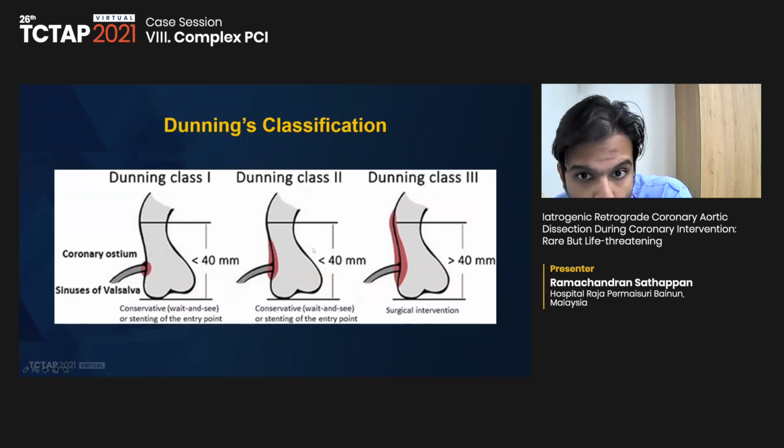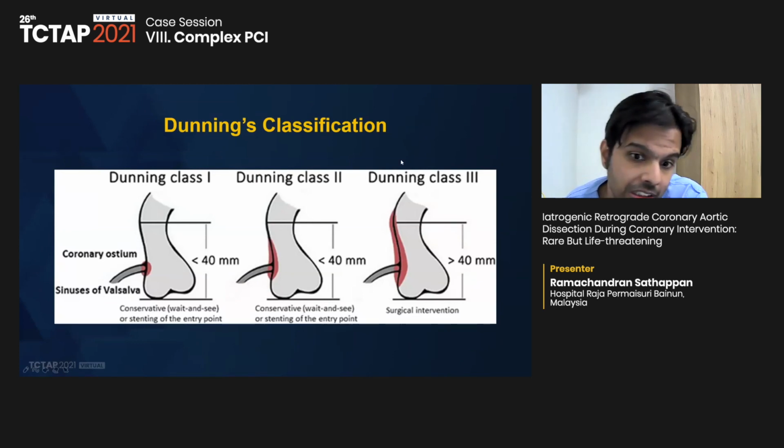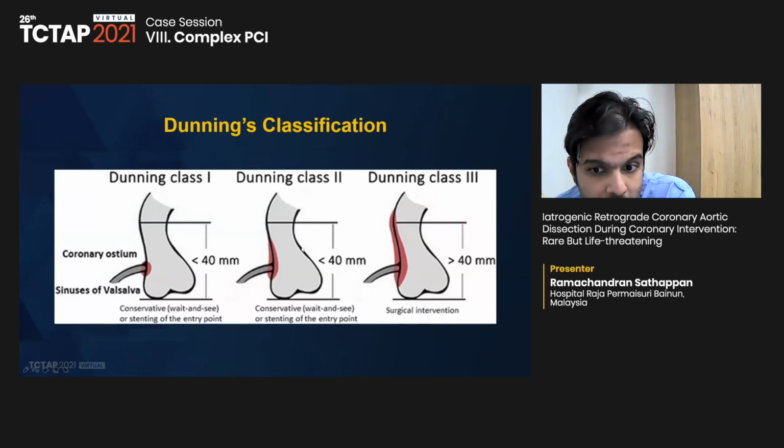So at this point, the patient within minutes started having chest pain. There was hemodynamic compromise needing inotropic support. And our nearest cardiothoracic surgeon was 3 hours away. I mean, my hospital does not have in-house cardiothoracic surgery services. So we had no choice but to stent the ostium in order to save this patient.